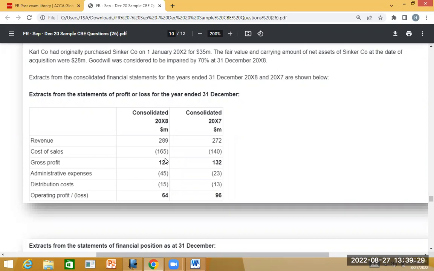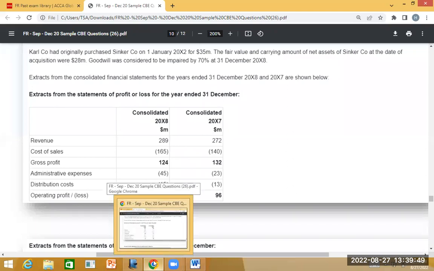So, starting from scratch: despite the fact that there is an increase in the revenue, the gross profit has reduced by 5.6%. So the difference could be the increase in the cost of sales over the year, which could be due to the poor performance of the sinker company, or there could be a change in the sales mix over the year.